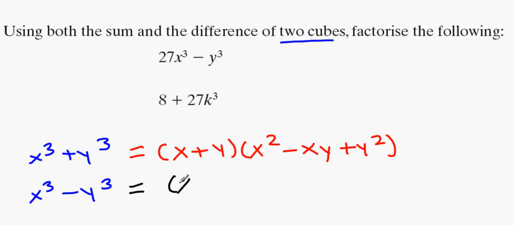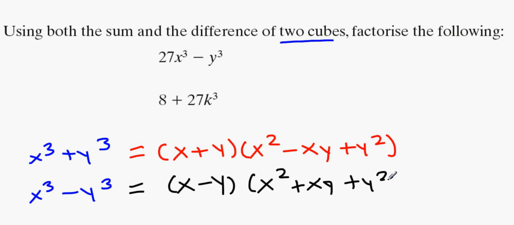Now the next one, which is x cubed minus y cubed, is going to be x minus y, brackets, x squared plus xy plus y squared. Okay, so just notice the difference in the two. This one's a plus where this one's a minus, and this one's a minus where this one's a plus. That's a way of learning them off by heart.